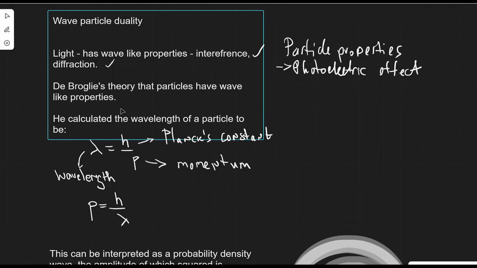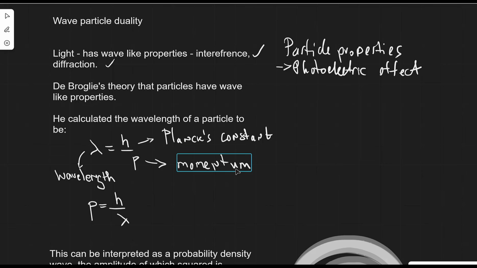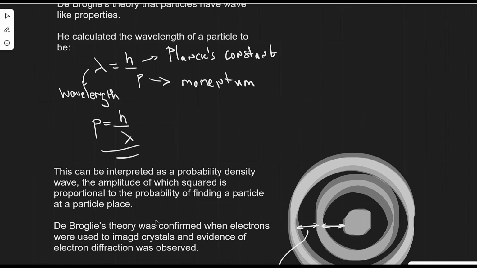Now, one of the most important works in the history of physics was Louis de Broglie's theory that particles have wave-like properties as well. He assumed that if light has both properties, then perhaps particles might do as well, and he calculated this jewel of a formula for the de Broglie wavelength: lambda is equal to the Planck constant divided by the momentum of the particle. You can also think of it, and I think this is the way it's given in the formula booklet, that the momentum is equal to Planck's constant divided by lambda. Either way, they are inversely proportional, and this is really, really important.